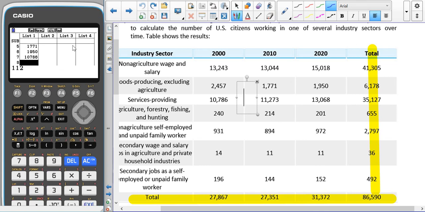786, 11, 2, 7, 3, 3, 3, 0, 6, 8, 240, 214, 201, 931, 894, 972, 14, 11, 11, 196, 144, 152. Again, quickly double check that you have entered those in correctly. This is very important. I'm not skipping it even on these longer questions, because if you've entered one of these values in incorrectly, everything is going to go wrong. So it's very important that you do double check that you have entered them in correctly.